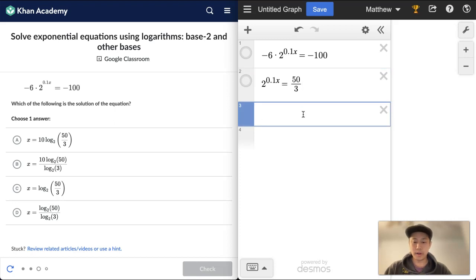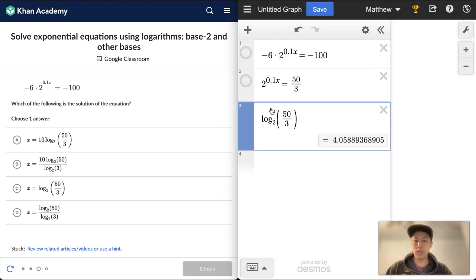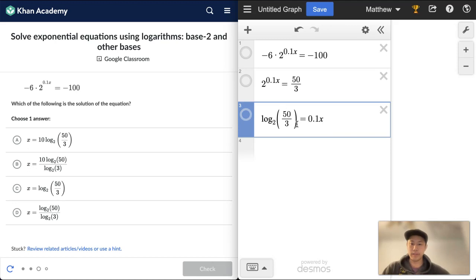This part takes a little bit to practice. My base is 2. Look what I can do here. I can do log base 2 of 50 thirds equals 0.1x. I'll explain this a little bit further, so let's take our time with it.